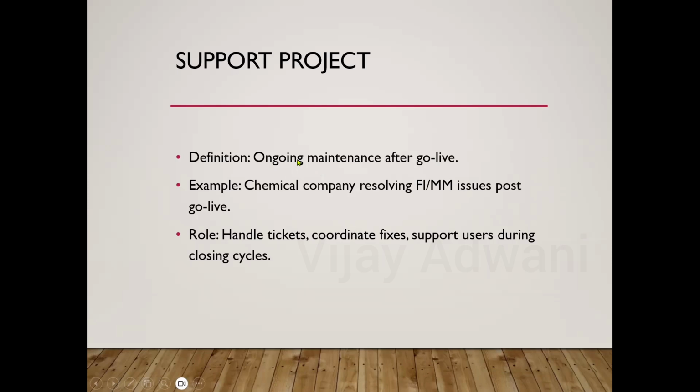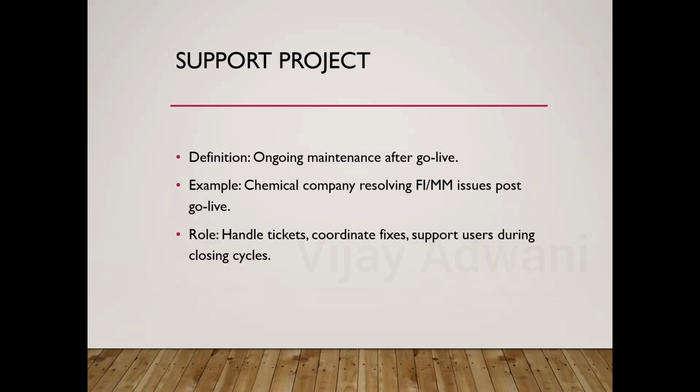Any issues which come post go live are dealt with through a support project, and we are required to solve those issues. Now, in a support project, there are different SLAs. Different kinds of tickets might be there, like P1, P2, P3, P4. P is basically the priority. Priority one means it needs to be resolved within 4 hours. Once it comes in, you need to resolve it within 4 hours. A resolution needs to be provided.